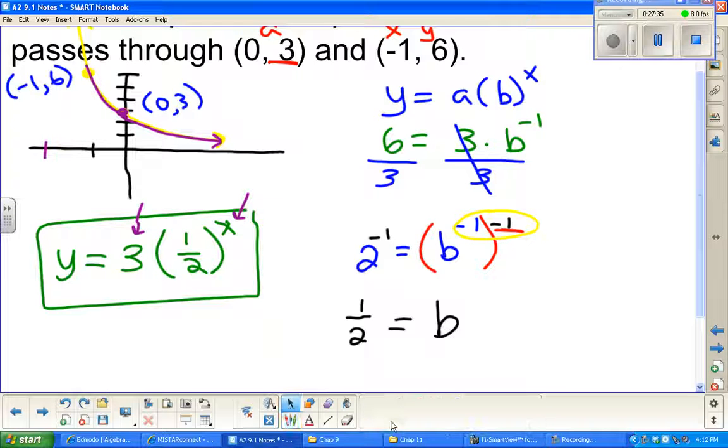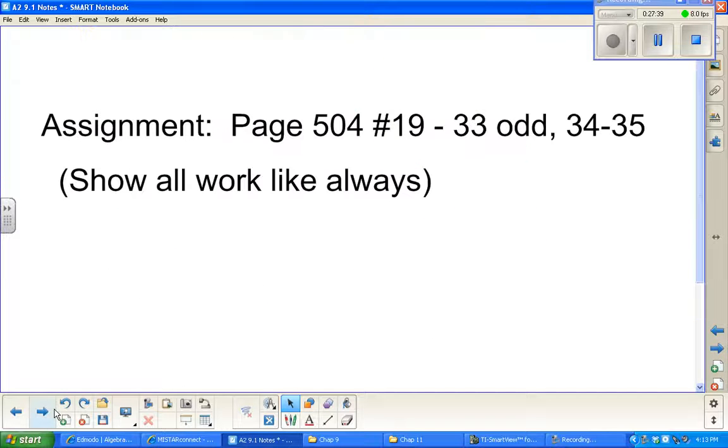So that was what we're looking for in 9.1. For some practice, we're going to look on page 504, numbers 19 through 33 odd, so you're able to check your answers. I want you to check your answers, make sure you're getting them correct, and make sure we're showing the steps here. Like pretty much every other unit we've ever done and ever will do, we're going to build on these basic things, so try to keep your steps and everything organized.